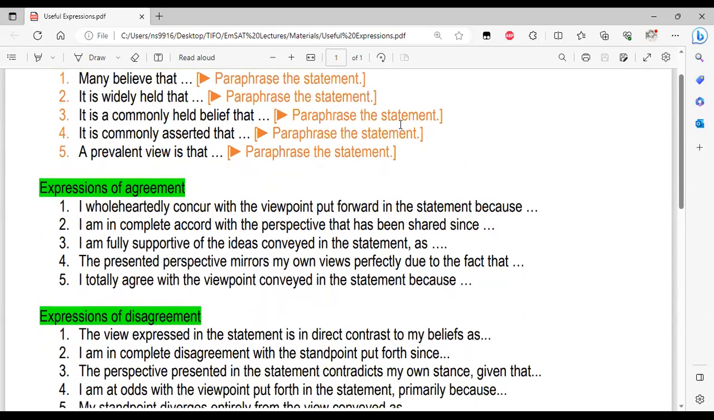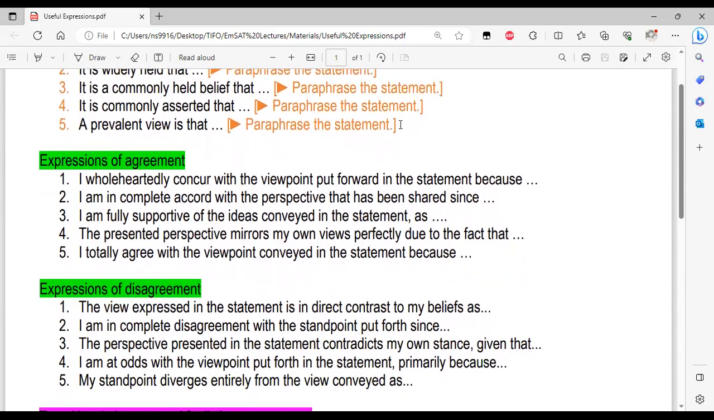I said I will send them these expressions of agreement. Okay, you can say I am in complete accord with the perspective that has been shared. This is for when the essay asks you: do you agree or disagree with. If you choose to agree, you choose one of these expressions. You can say I agree with, and that is it. But if you want to get a higher score, use this.